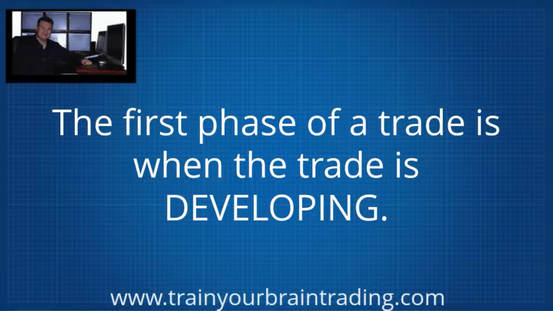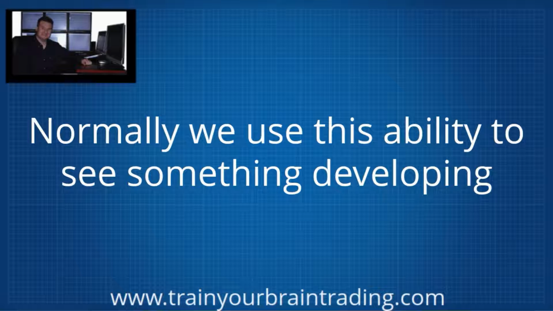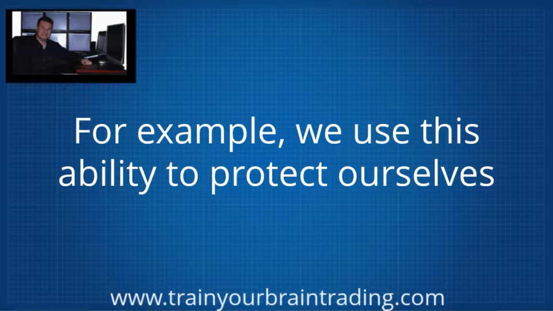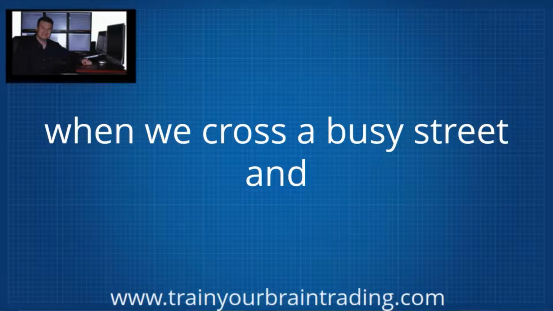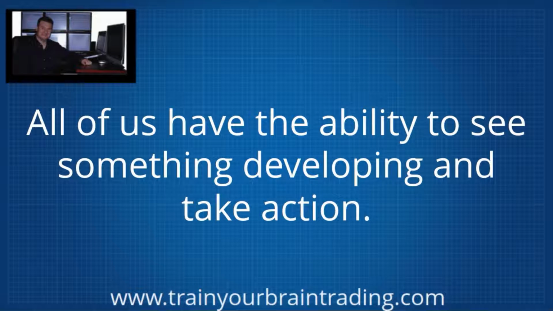The first phase of a trade is when the trade is developing. Most people can recognize something that is about to happen before it actually happens. Normally, we use this ability to see something developing to protect ourselves or benefit ourselves. For example, we use this ability to protect ourselves when we cross a busy street, and we use this ability to benefit ourselves by trying to get something before anyone else does. All of us have the ability to see something developing and take action.